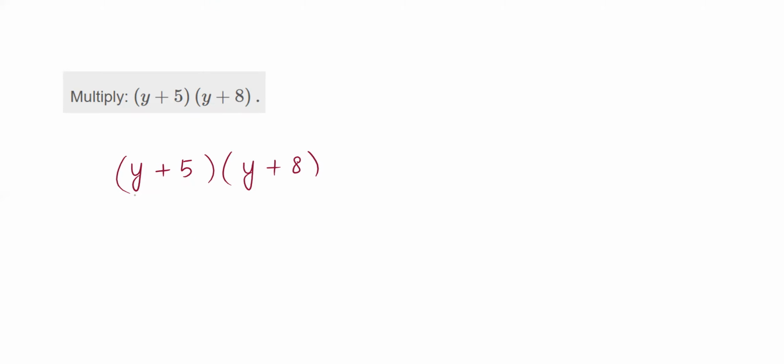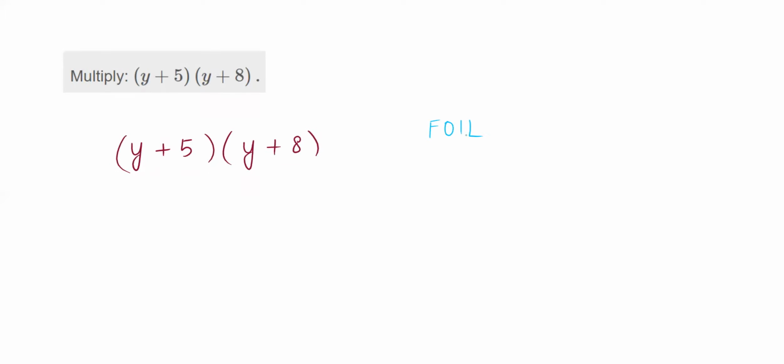So you are going to distribute this y plus 5 to each term inside, y plus 5 times y, y plus 5 times 8. But we have another method called FOIL. First, outer, inner, last. That's what it stands for, to make sure that every term gets a combination with another term.